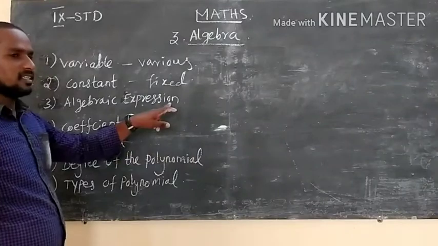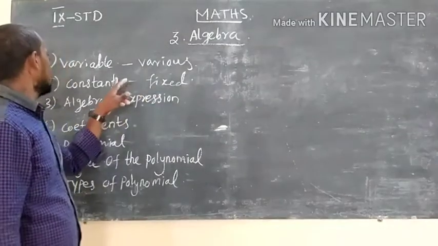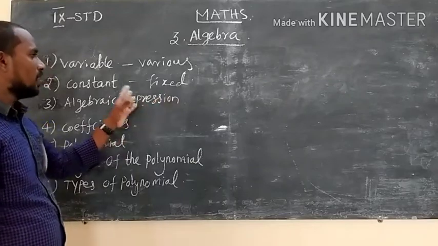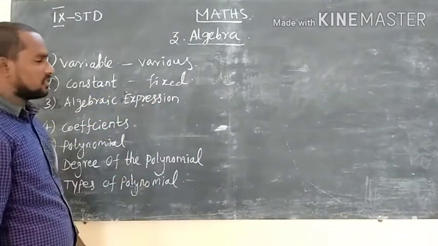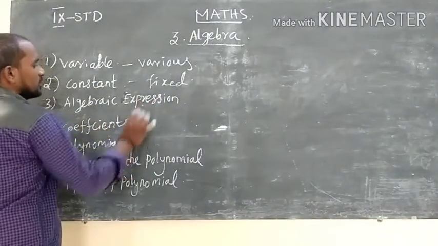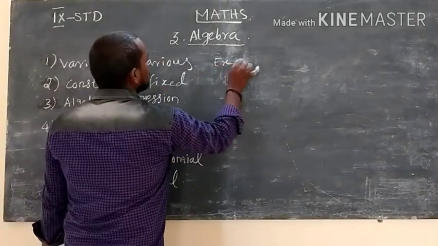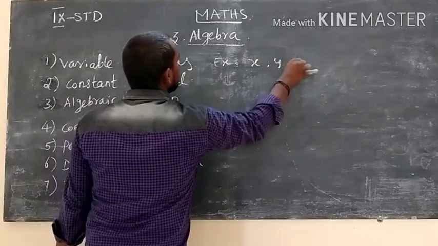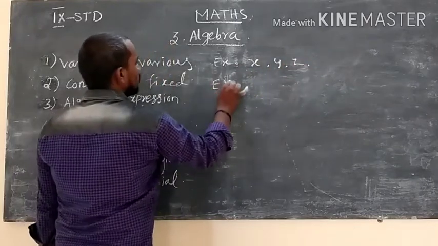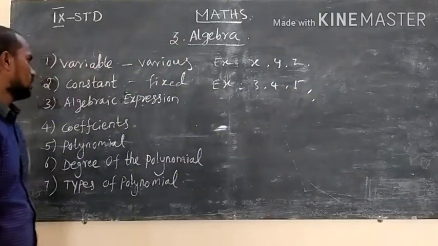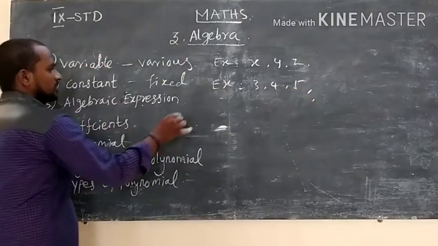The algebraic expression is the combination of constants and variables combined together with the help of algebraic operations. Okay, this is the algebraic expression. Examples of variables are x, y, z, r and so on. Examples of constants are 3, 4, 5. The numbers are all constants. Then, examples of algebraic expressions.